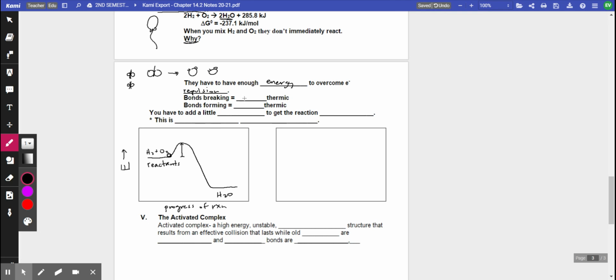That is going to be an endothermic process of pulling them apart. When you form water, the bonds between the H and the O forming, that is an exothermic process. And because water is so very stable, it gives off a lot of energy when we form them. So we put a little bit of energy in to break these, and we get a lot of energy back out. And that's why overall this reaction is exothermic.